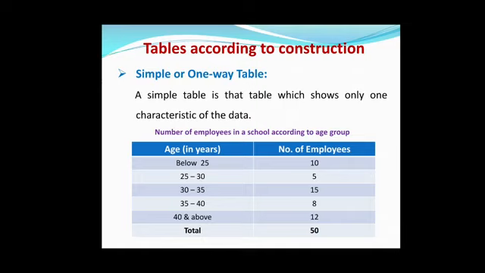Table given here in this slide is an example of a simple table. This table shows us the data relating to the number of employees in a school according to their age group. Thus, this is a simple or one-way table and this table gives us information about only one characteristic of data, that is age group.